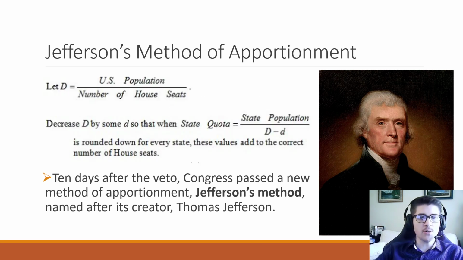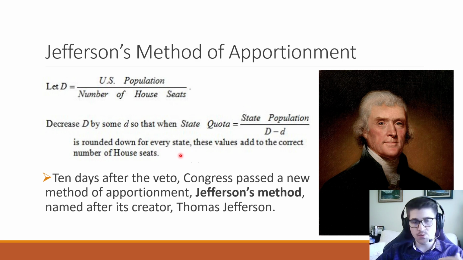If you Google it, you'll see something like this, but it's what's referred to as a modified divisor method. It says: let D be equal to the US population divided by the number of House seats, aka the standard divisor. It says decrease D by some amount so that when the state quota, equal to the state population divided by the new divisor, is rounded down for every state, these values add to the correct number of seats. This is worded a little confusingly, but the gist of it is that if we take the standard divisor, as we've seen in past examples, and then round the quotas down, that will be too small.